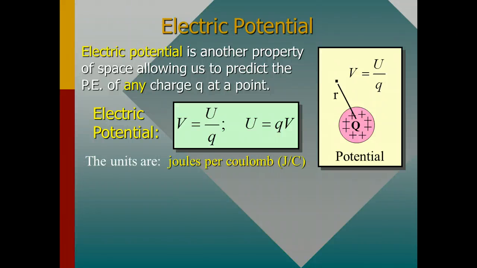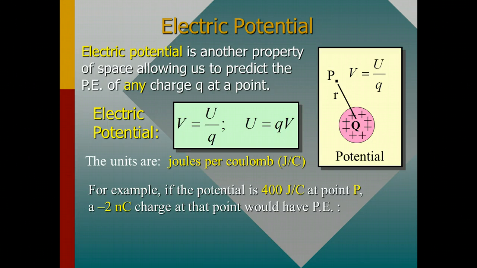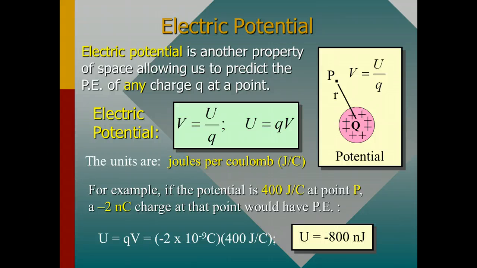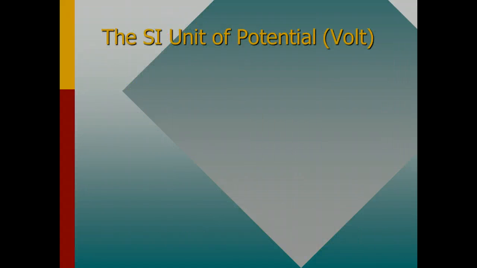And the units are joules per coulomb, right? Joules are the units for potential energy, and coulomb is the unit for charge. So for example, if we had a potential of 400 joules per coulomb at point P, a negative 2 nanocoulomb charge would have this much potential energy. Negative 800 nanojoules. It's a predictive property.